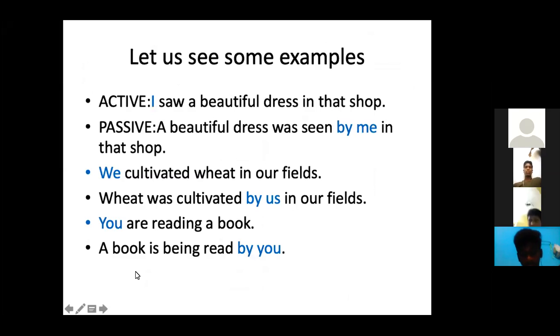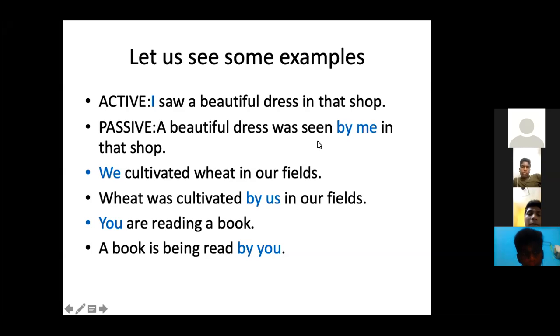Okay. So here you can see some examples. See, I saw a beautiful dress in that shop. This is in the active voice. So when you are changing it into the passive voice, it becomes a beautiful dress. So this is the object, a beautiful dress. I saw it in the past. So what? Seen. Seen is the past participle form of the verb, that is see. Okay, see, saw, seen, the past participle form.